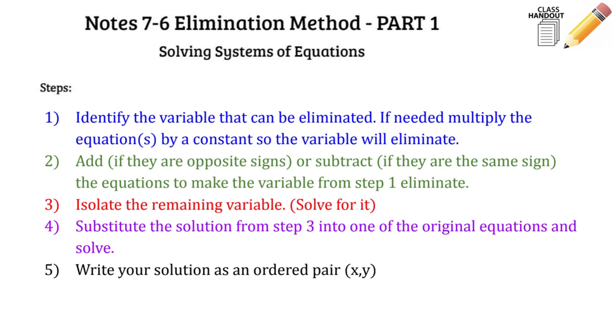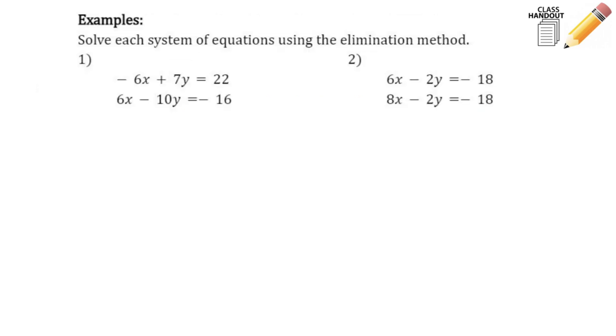All right, so let's take a look at a couple examples. So we're going to solve the system of equations using the elimination method. So to identify the variable that can be eliminated, we're looking for the variable that has the same number or something that we can easily multiply by to make them the same number.